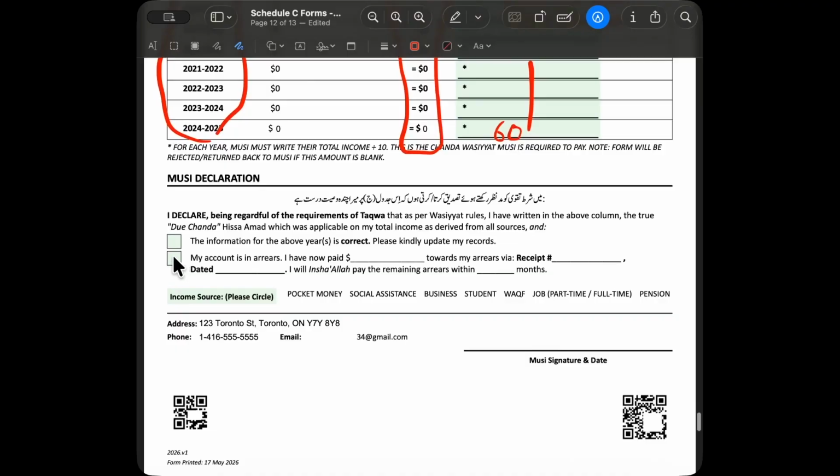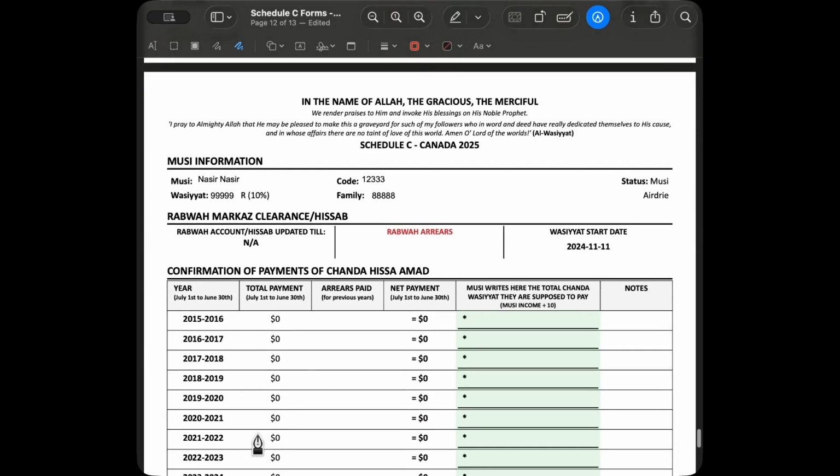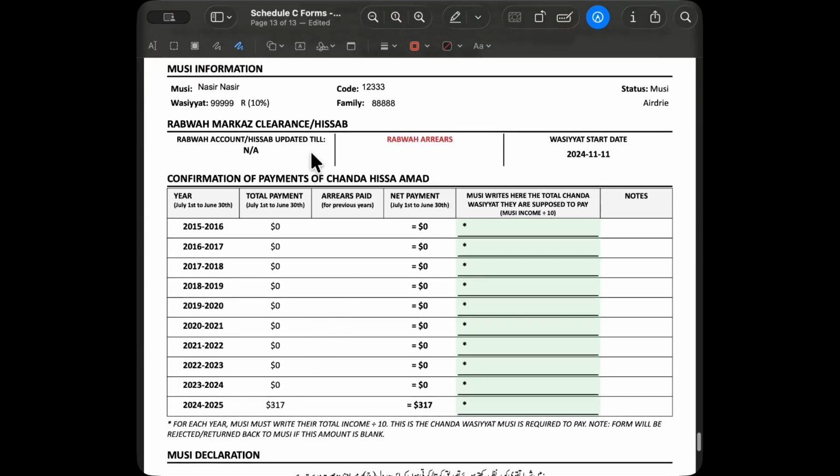And then he will say, my account is in arrears. He will pay it, and write down the receipt and the amount here. And then if the person had no social assistance and no job or any other assistance, the person still has to pay Chanda Wasiyat, and it will say part-time job right here, and then sign and date. Next form.